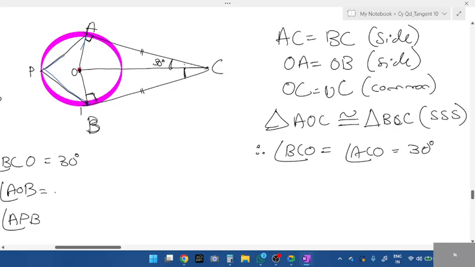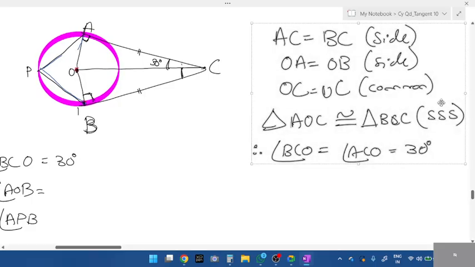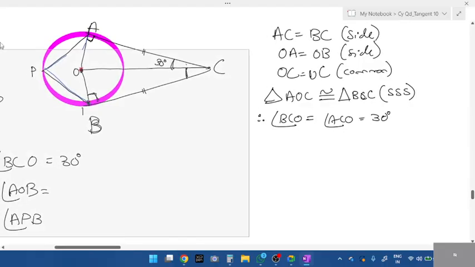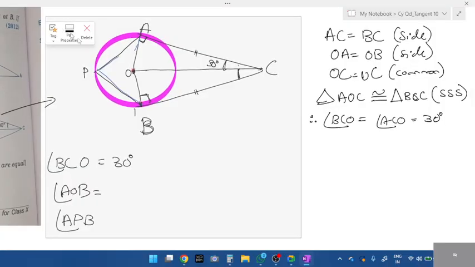Next, we need to find AOB, students. I'll remove this line. Is it clear? This first point, all of you understood? What to write? Statement. Just write CPCT in the bracket.